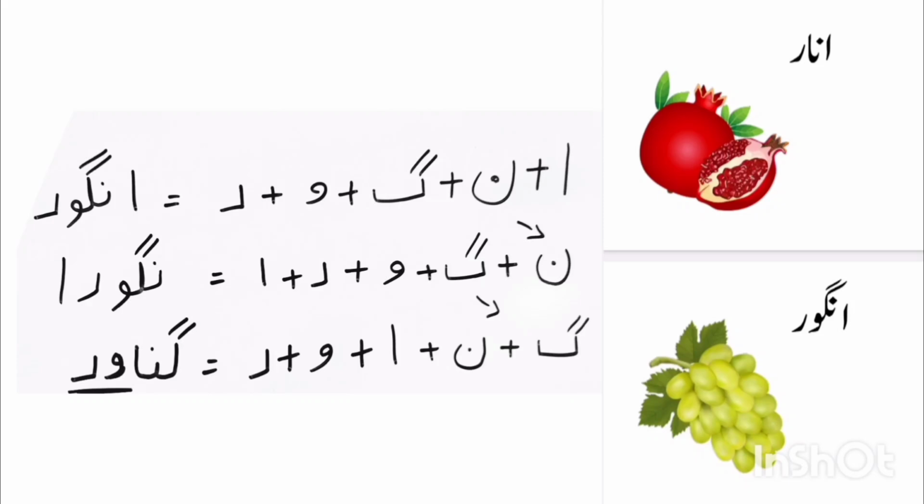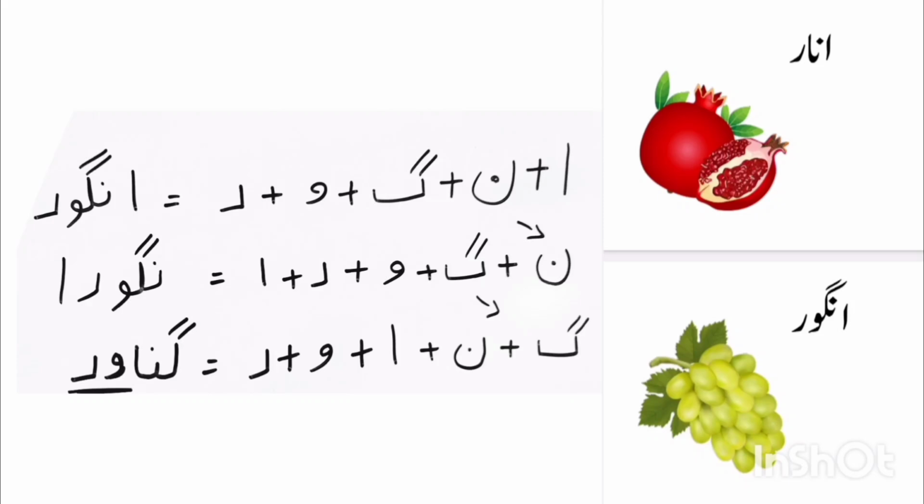Okay, so why is alif not combined here? Because alif comes at the start, so we will not combine it. But when it comes in the middle of a word, we will combine it. Now you can see the second one, in which I have changed the position. It's noon, waw, dal, and alif: Nagora, and Nagora is also not a word in Urdu. After that, I have changed the position and put alif in the middle.